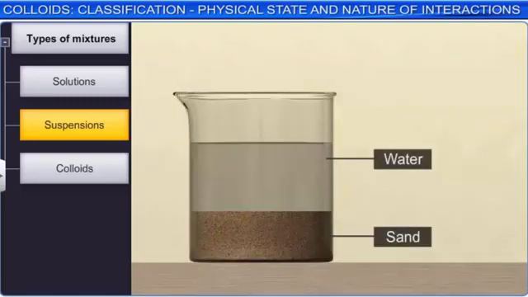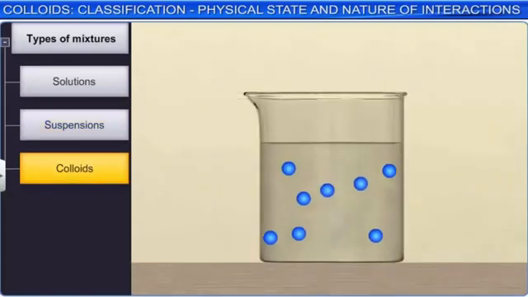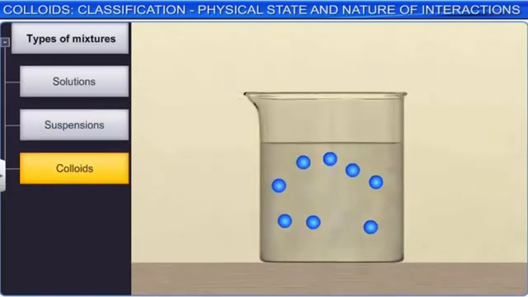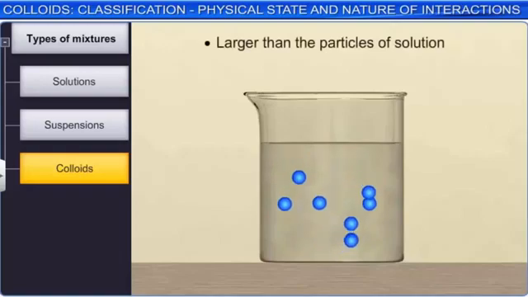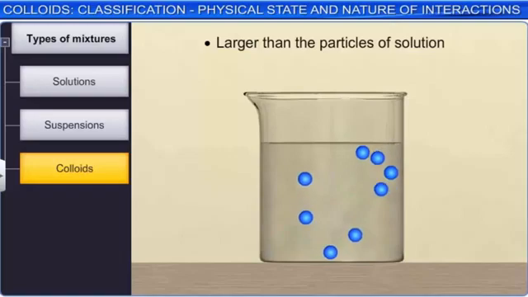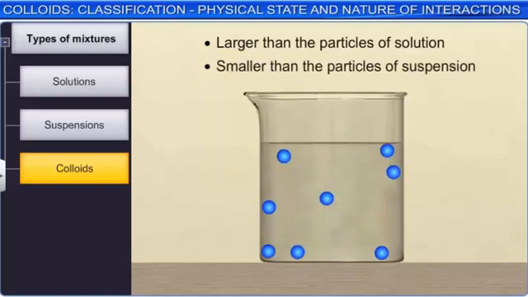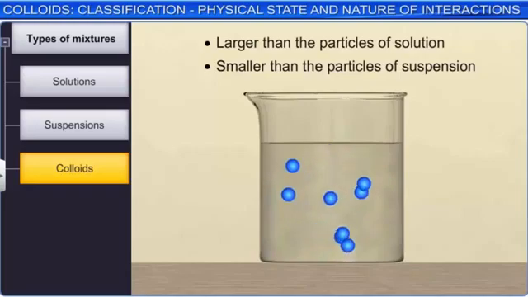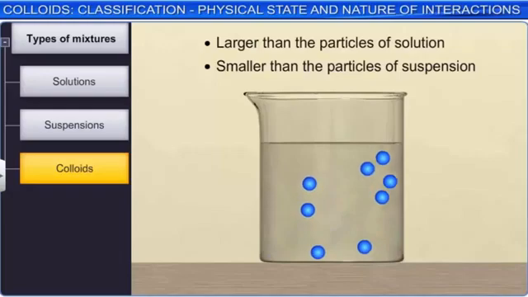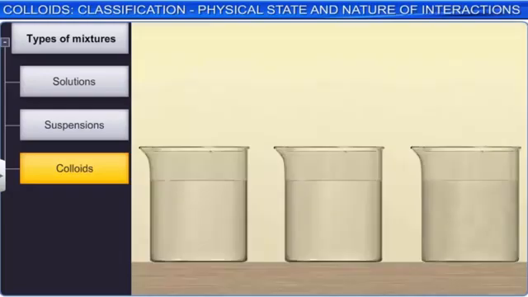Colloids are mixtures whose particles are larger than the particles of a solution, but smaller than the particles of a suspension. The suspended particles in a colloid are small enough not to settle down due to gravity. Thus, colloids represent an important and a large group of systems intermediate between solutions and suspensions.